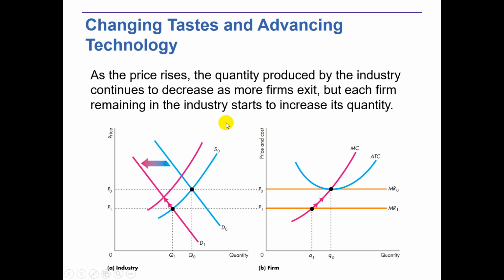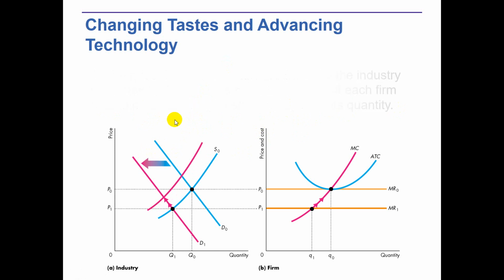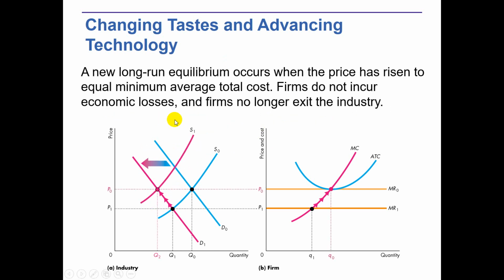In that case, the price continues to increase as more firms exit, and the firms remaining in the industry start to increase quantity, because more firms are exiting from the industry, so the existing firms will increase their output. That increased output raises the average total cost to the minimum, so firms do not incur economic losses, and firms no longer exit the industry because of this. So many firms have exited from the industry, the industry supply curve has shifted leftward, and the price has been restored to the original level. At that point, the firm will be at zero economic profit, or zero economic losses.